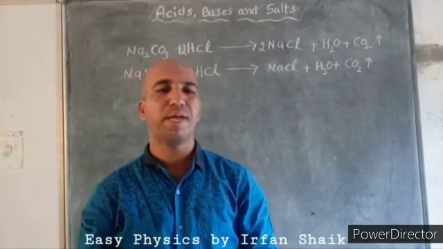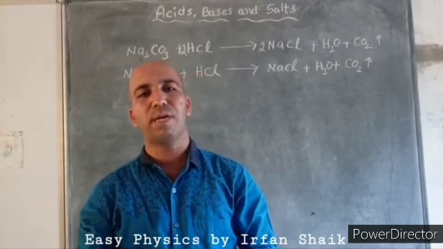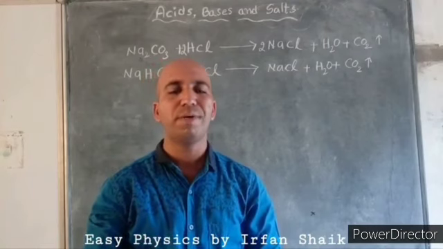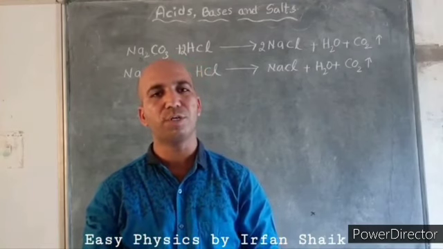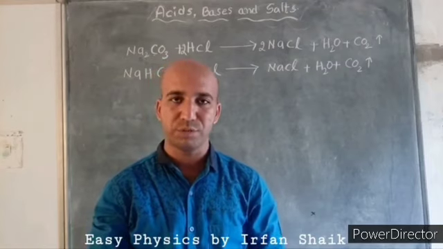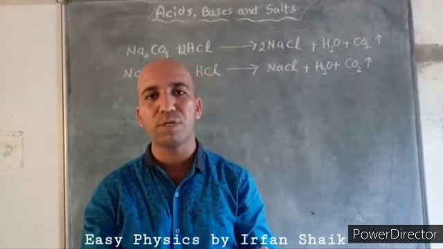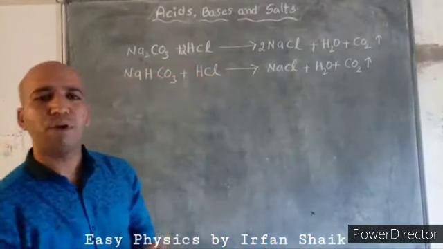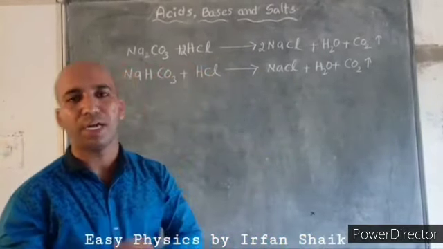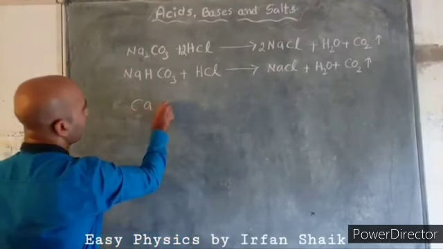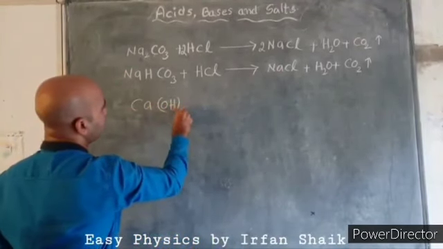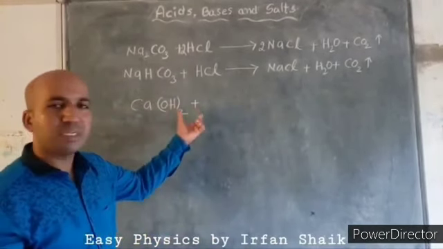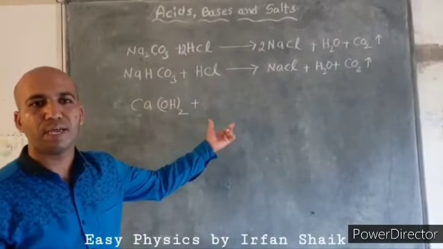How to test this carbon dioxide? To test this carbon dioxide, we have to take lime water. This carbon dioxide converts lime water into milky white. How does it change? What is the chemical reaction between lime water and carbon dioxide? Let us try to know. The chemical formula of lime water is calcium hydroxide. So this is lime water, and this lime water is reacting with carbon dioxide gas.